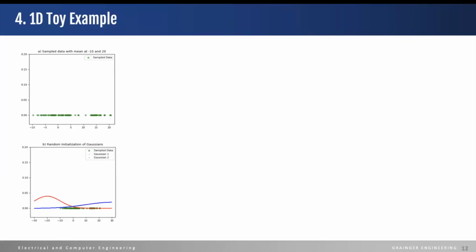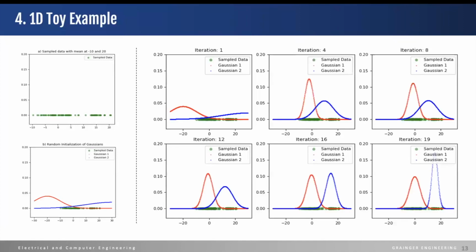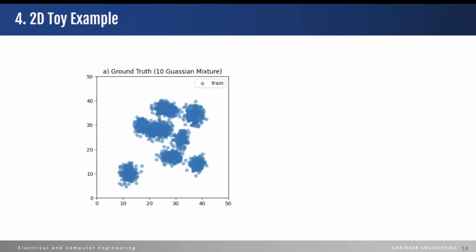The first toy example is 1D. We first sample data from two different Gaussians parameterized at different means and variances. Then we randomly initialize the Gaussians to perform the Gaussian mixture model and its EM algorithm. After a few iterations of updating, we can see that the randomly initialized two Gaussians find their way to the right distribution.